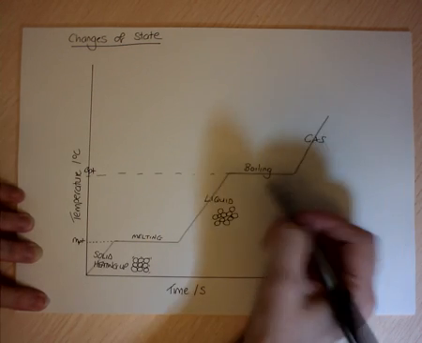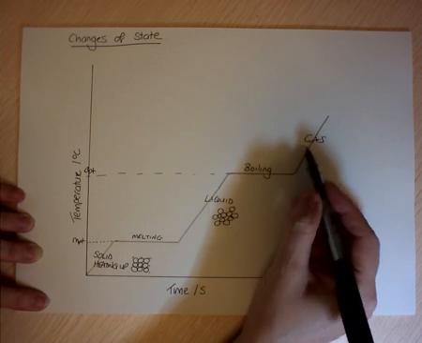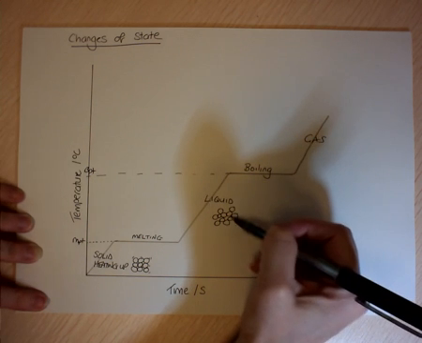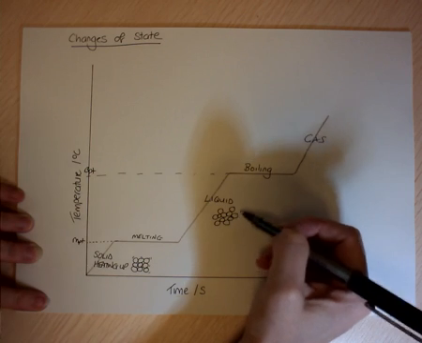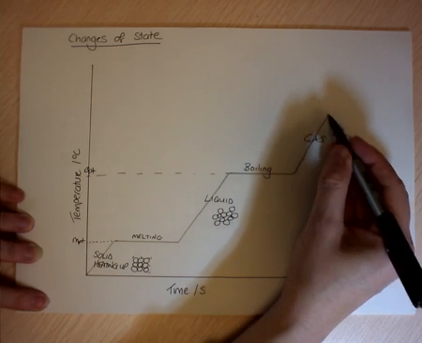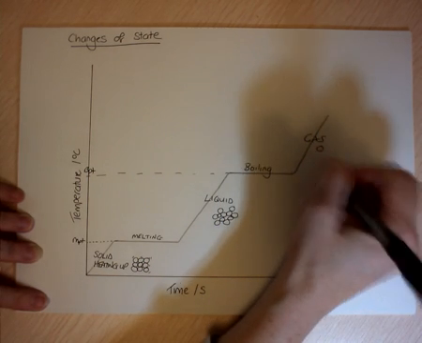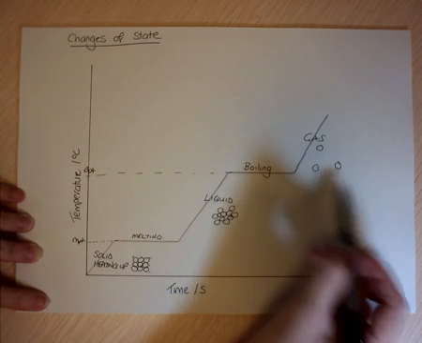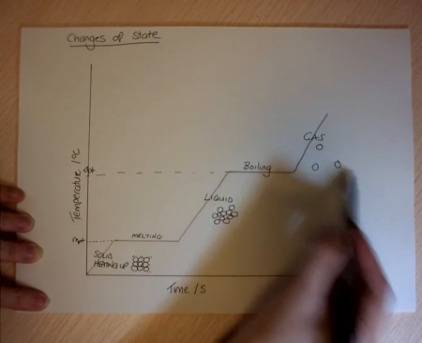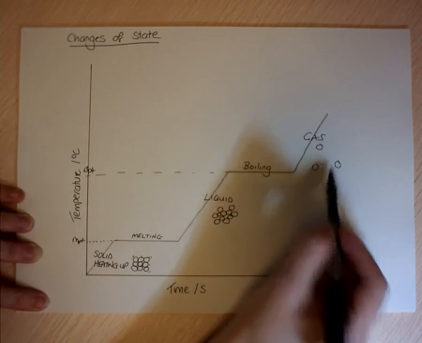Once we've turned the substance into a gas, and all the forces holding those particles together have been broken, the gas temperature will start to increase. And remember, with our particles in the gas, particles are random, they're far apart, and they're moving at high speed.